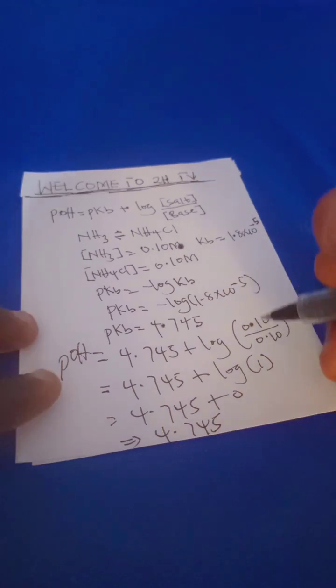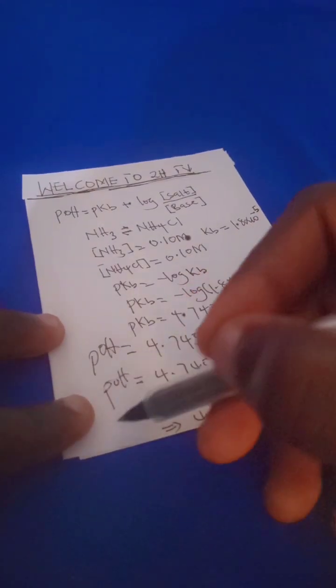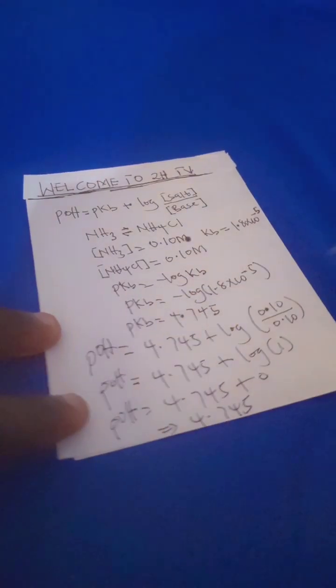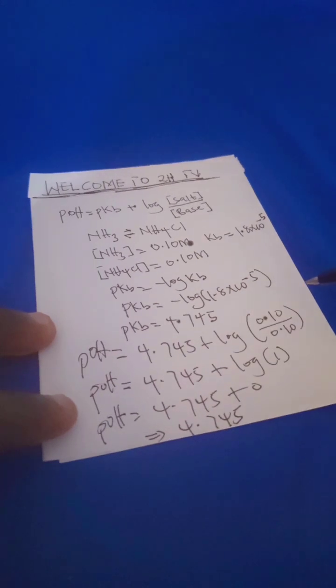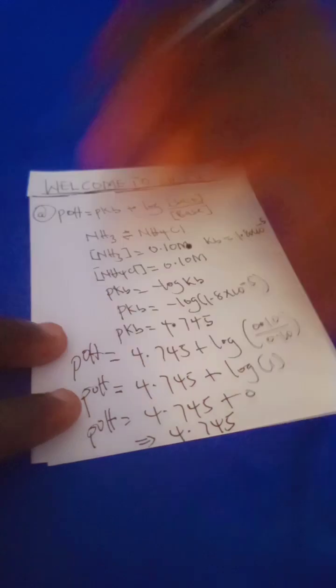So 4.745 plus 0, that is giving us 4.745, right? So that is the pOH. So our pOH is 4.745. So we are done with our A part.